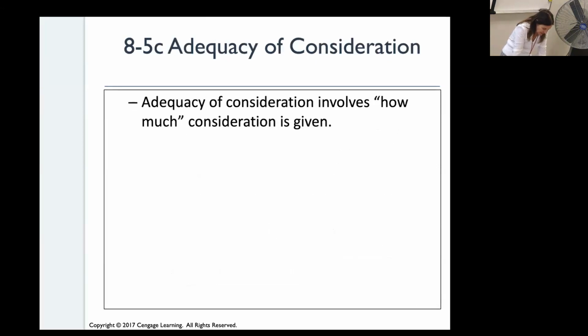Adequacy of consideration. Adequacy involves how much consideration is given. It has to be stated on the contract, right? But if the adequacy is not sufficient, maybe you feel like you got ripped off, do you think you can go to the courts and argue, well, she sold me this car for $10,000, but afterwards I looked it up, it's only worth $2,000. Now I want to sue her.